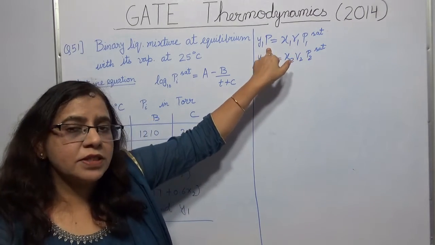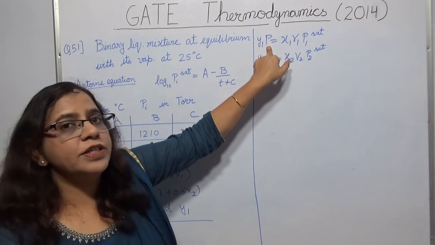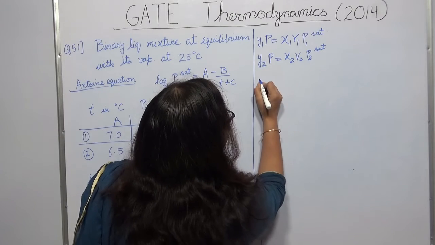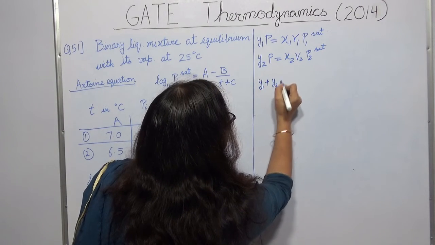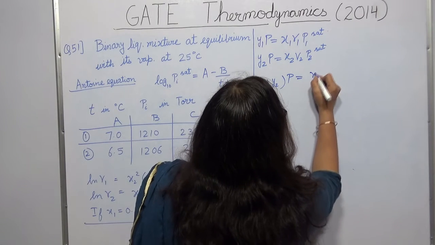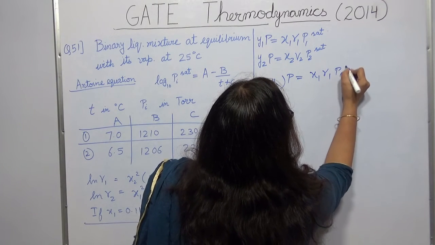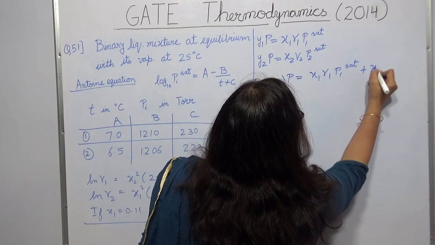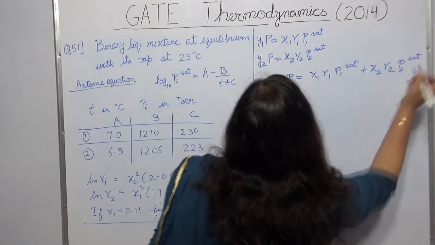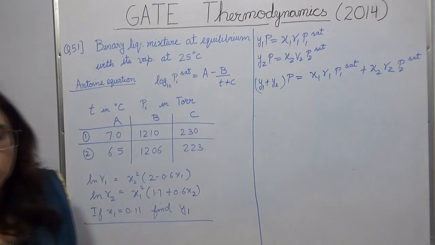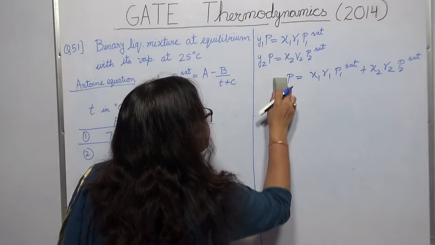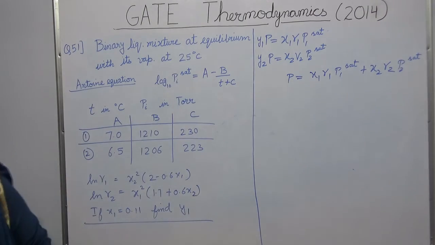First of all, the first step in this question is to calculate your total pressure. How do we do it? We just add these two equations, and when you add them, what you get is (y1 plus y2) times P, that is equal to x1 gamma 1 P1 saturation plus x2 gamma 2 P2 saturation. Okay. Since it's a binary mixture, y1 plus y2 should be equal to 1, so I can take this as 1. So your total pressure is equal to this quantity.